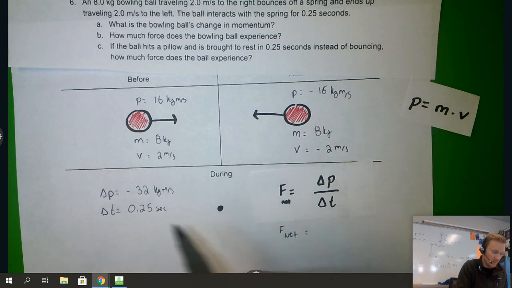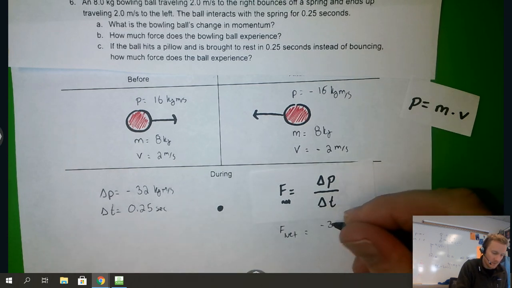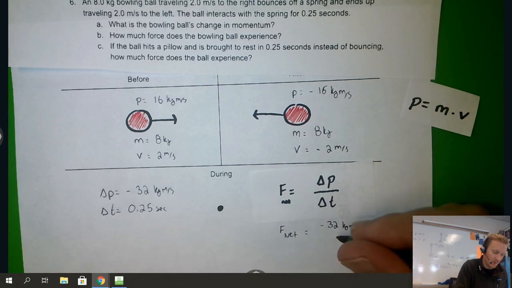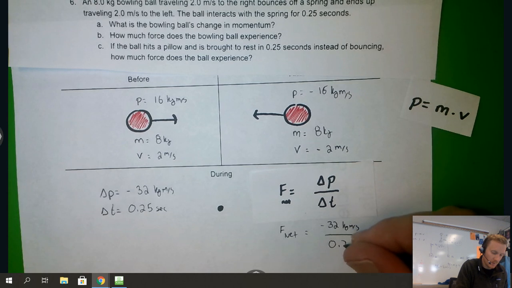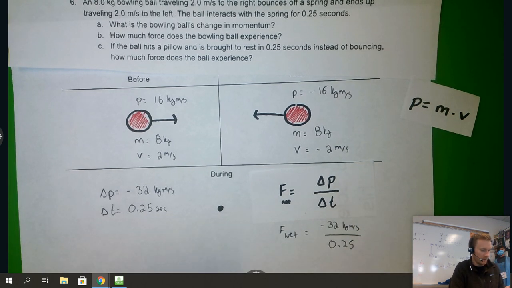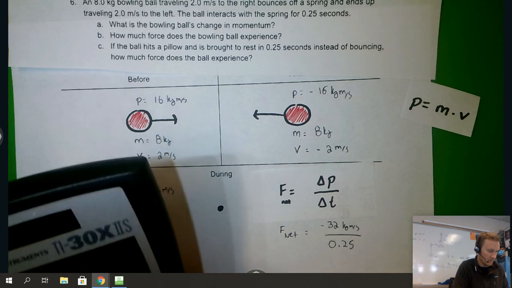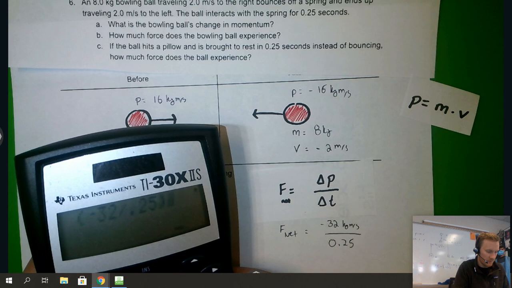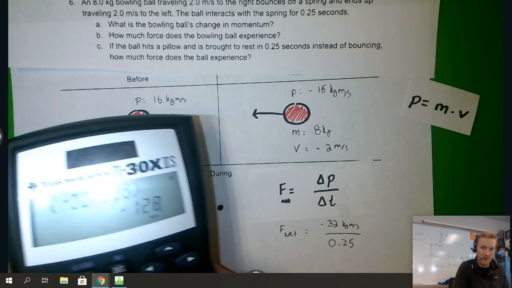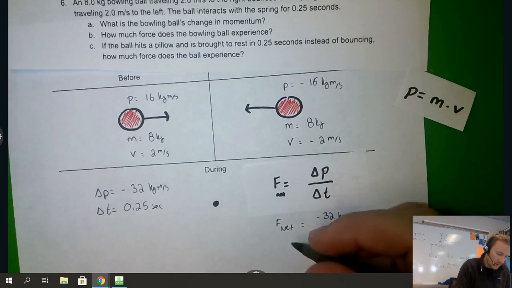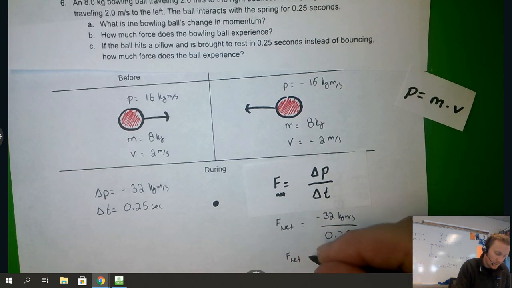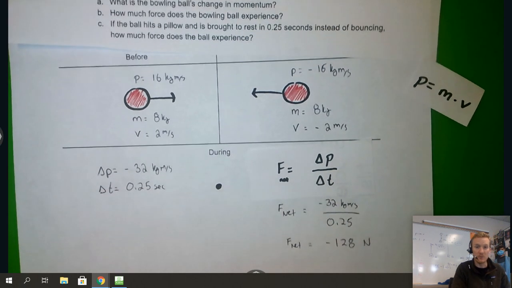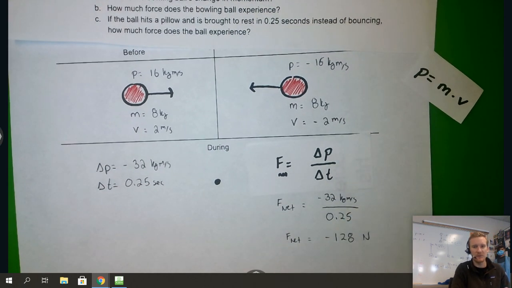is equal to the change in momentum, which was negative 32 kilogram meters per second, and then the change in time was 0.25, so divide that by 0.25. Let's see what we get here. I got negative 32 divided by 0.25, getting negative 128. So that is the net force, negative 128 newtons. Now this negative just tells me direction.